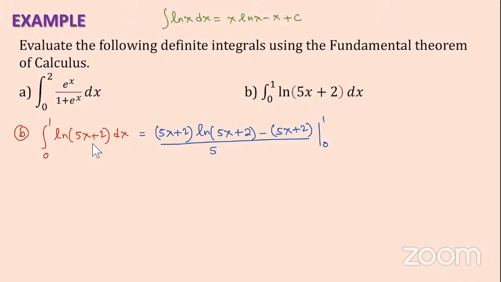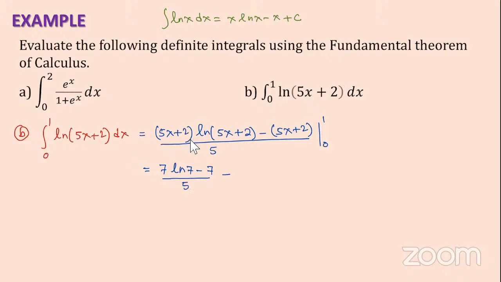So once we use the formula and we divide by the derivative of the inside function, now we can evaluate or simplify this one using the fundamental theorem of calculus. That is, first we plug in the upper limit, subtract and plug in the lower limit. So if I plug in the upper limit, let's see what we get. If I plug in 1, 5 times 1 plus 2, the value of 5x plus 2 will be 7. So it will be 7 natural log 7 minus 7 divided by 5.